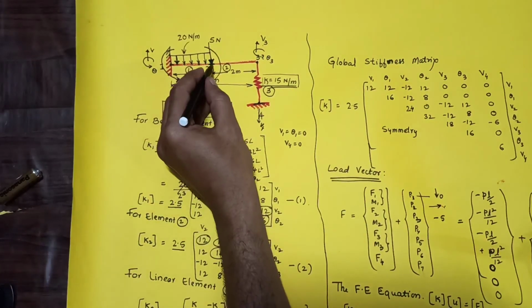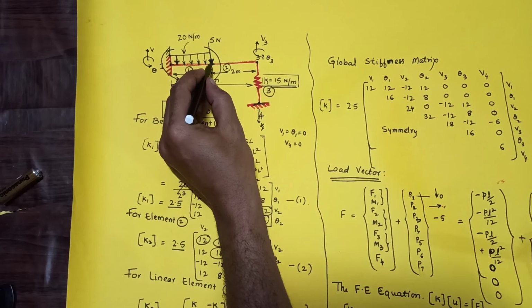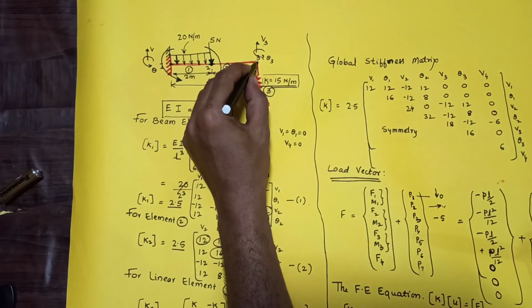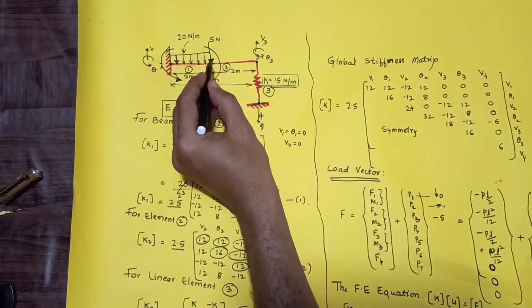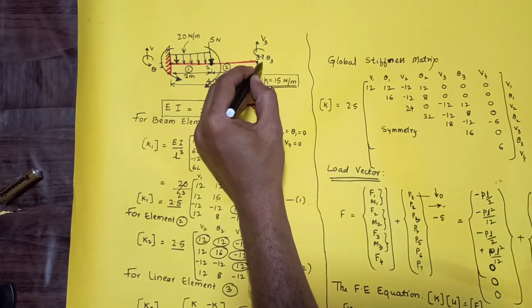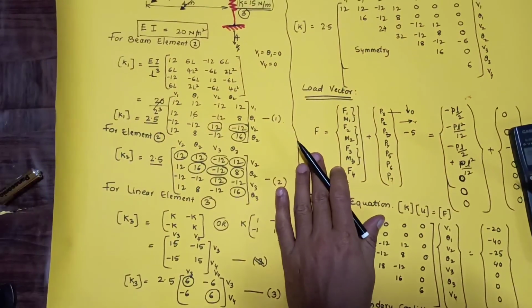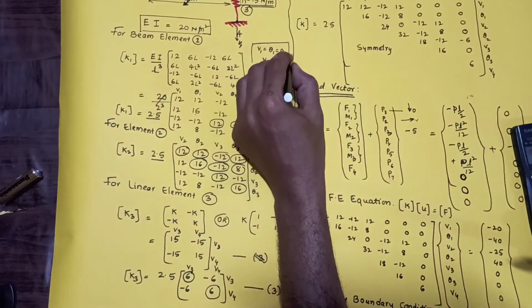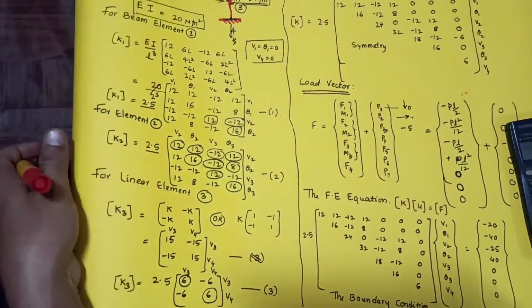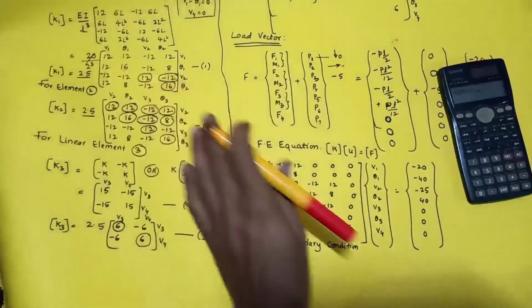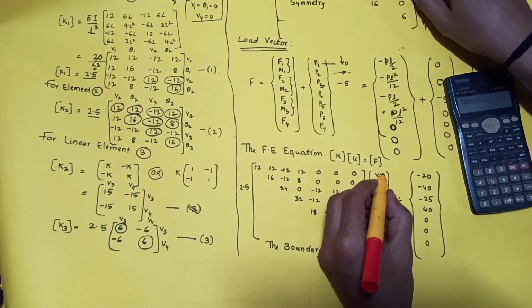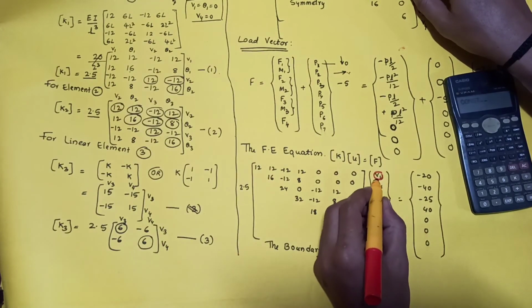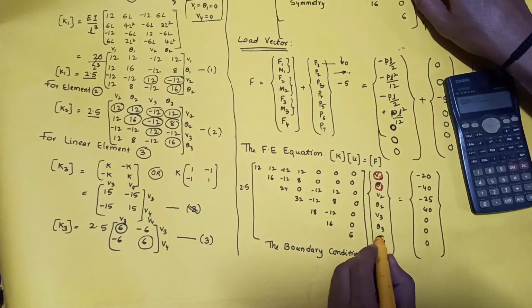So you need to calculate the displacement at here and here, meaning V2, theta 2 and V3, theta 3. All the four displacements you need to calculate. That's it. So these are the boundary conditions, and that value we can substitute here. V1 is 0, so this one is 0, and theta 1 is also 0. Now V4 is also 0.